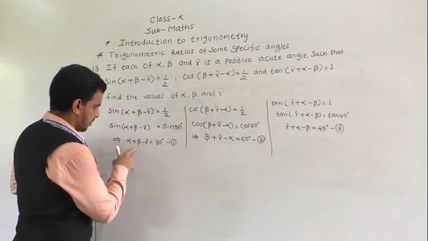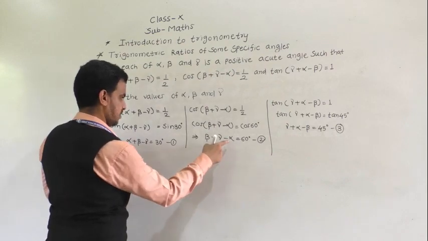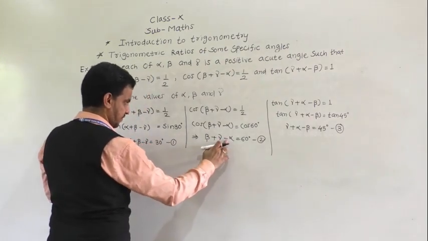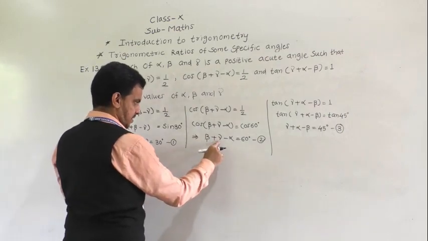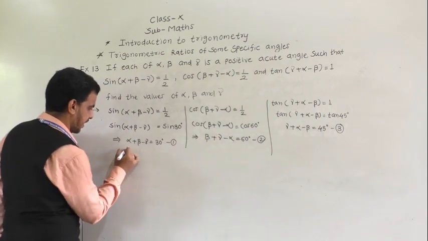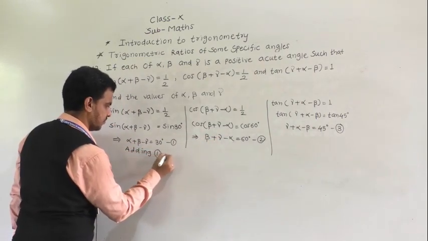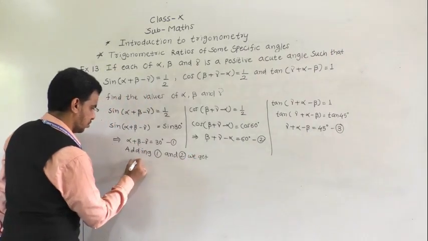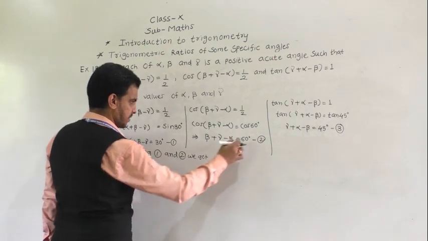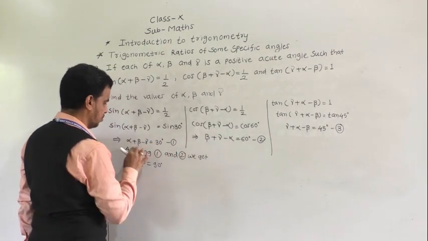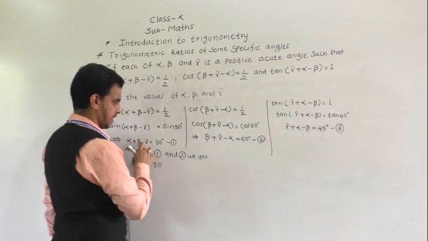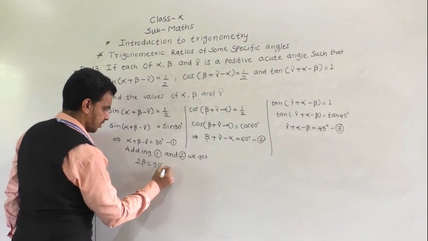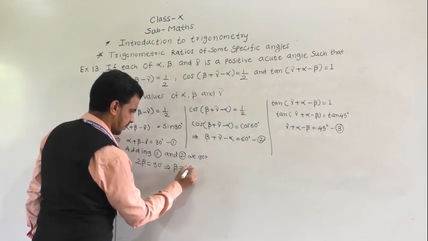Now see here, if we add the first and second equation, we will get the value of beta, because here plus alpha and here minus alpha is there, here minus gamma and plus gamma is there. So adding 1 and 2, we get 2 beta is equal to 30 degree plus 60 degree is equal to 90 degree, because alpha minus alpha will get cancelled, minus gamma and plus gamma will get cancelled, only beta plus beta, that is 2 beta, and 30 degree plus 60 degree is 90 degree. So here we have beta is equal to 45 degree, okay?